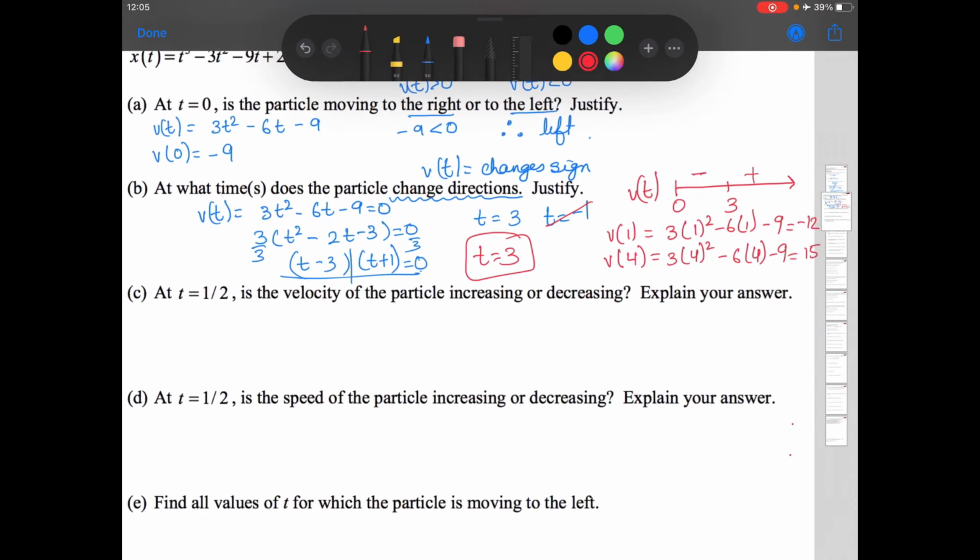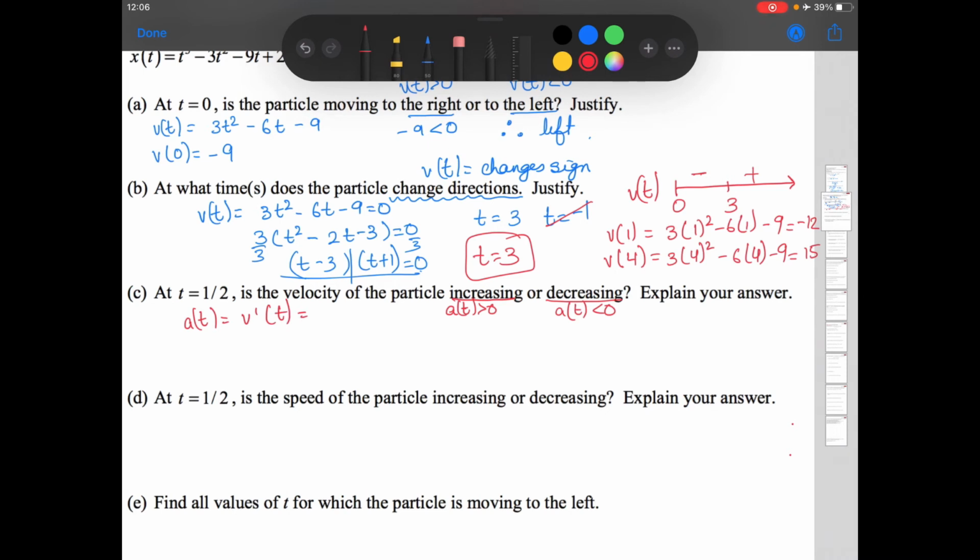Part C. At t equals 1/2, is the velocity of the particle increasing or decreasing? So again, what do we know about velocity? Velocity is increasing when your acceleration is what? Greater than 0, and it's decreasing when your acceleration is less than 0 or negative. So what's the relationship between acceleration and velocity? Acceleration is basically how fast velocity is changing, right? So acceleration is the first derivative of velocity.